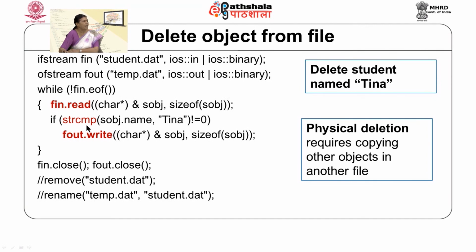We need to compare here whether the name is Tina or not. If it is not Tina, then we write it into the temp file. If it is Tina, then we do not write and we just read the next record. So, this way all the remaining records will be written into the file which is associated with the fout stream, that is temp.dat. Now, it is done. If we want the name of the file to be student.dat only, then we will have to remove student.dat and then rename temp.dat as student.dat.